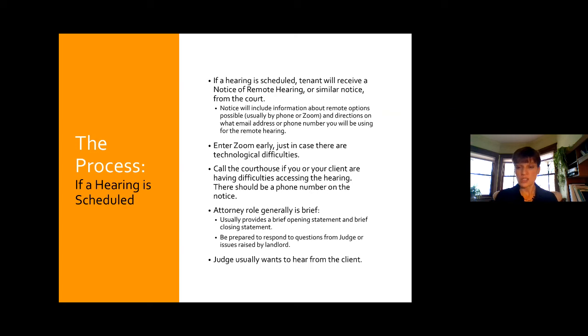With regard to those hearings, the attorney role is generally very brief. It's just a brief opening statement about why this expungement should be granted. And then the judge is usually a very active judge asking questions. If you've been given a hearing, there's probably something that the judge wants to know. And it's been my opinion that for the most part, the judge really wants to hear from the tenant, to hear a little bit about that tenant's story.